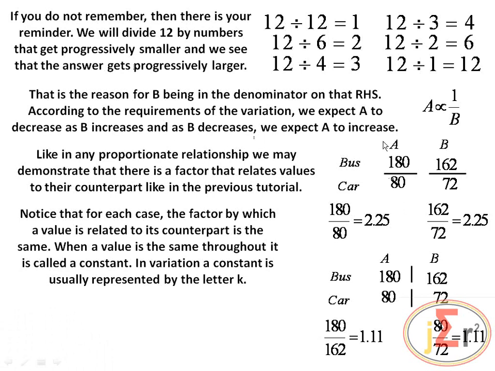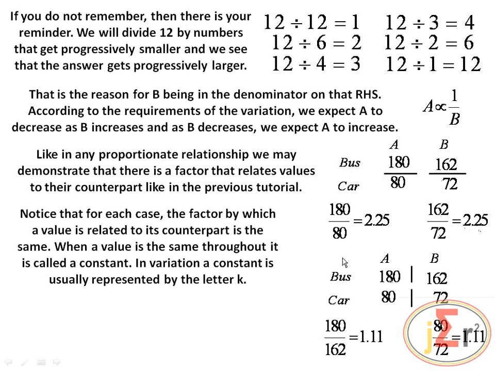So what we did was demonstrate that there's a relationship between the times for the bus and the car on the same route. And they are related as follows: if you divide the time traveled by the bus by the time traveled by the car on route A, we will get 2.25. Also, if we do the same for route B, dividing the time that the bus travels by the time that the car travels, we will get 2.25.